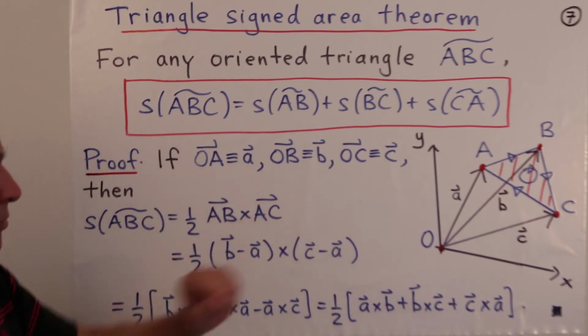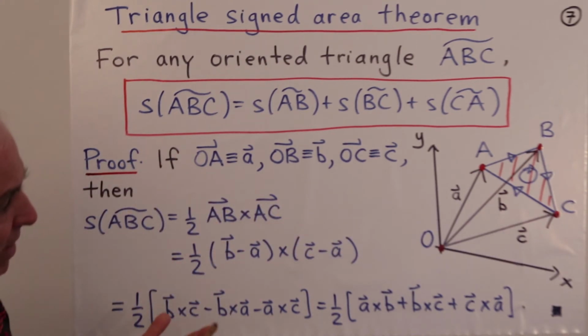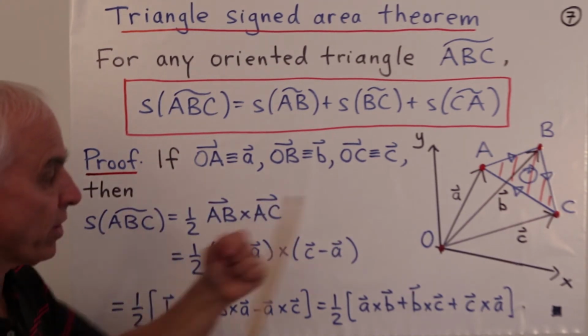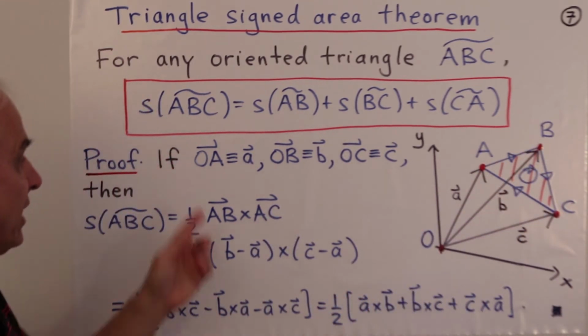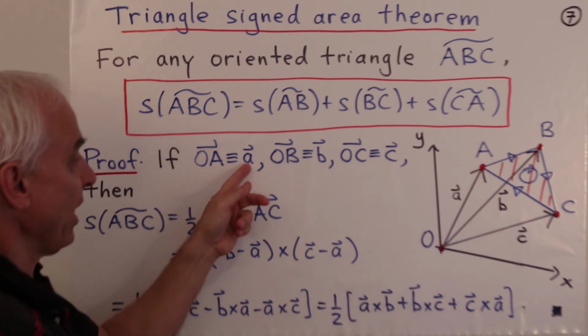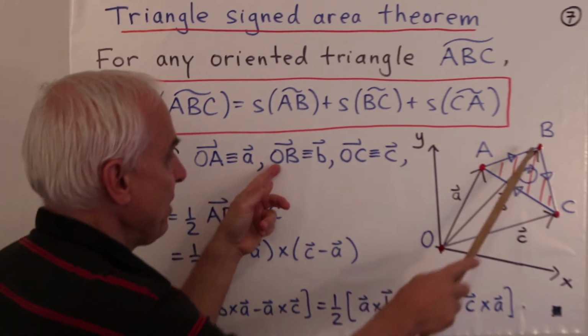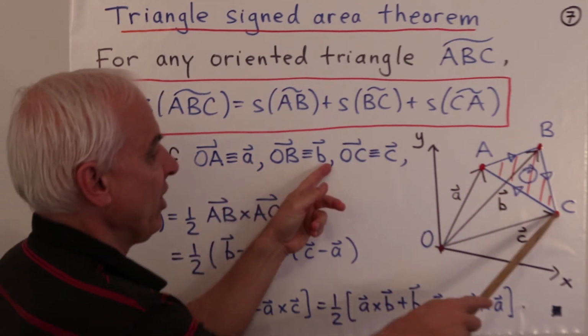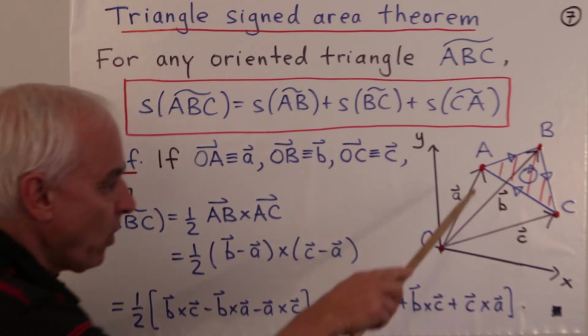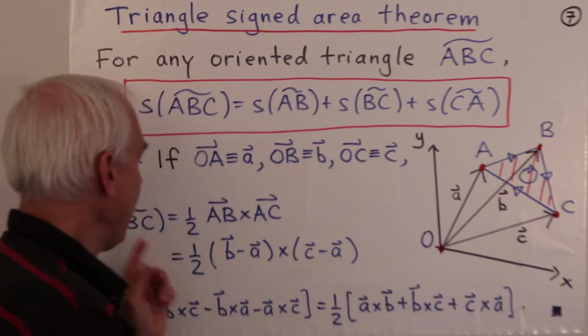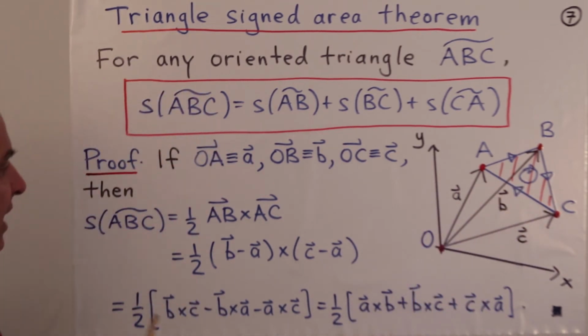Okay, so let's prove this. And we'll do that by introducing coordinate vectors for our 3 points A, B, and C. So let's let OA be the vector A, OB be the vector little b, and OC be the vector little c. Okay, so then what is the signed area of ABC, which is on the left-hand side here?